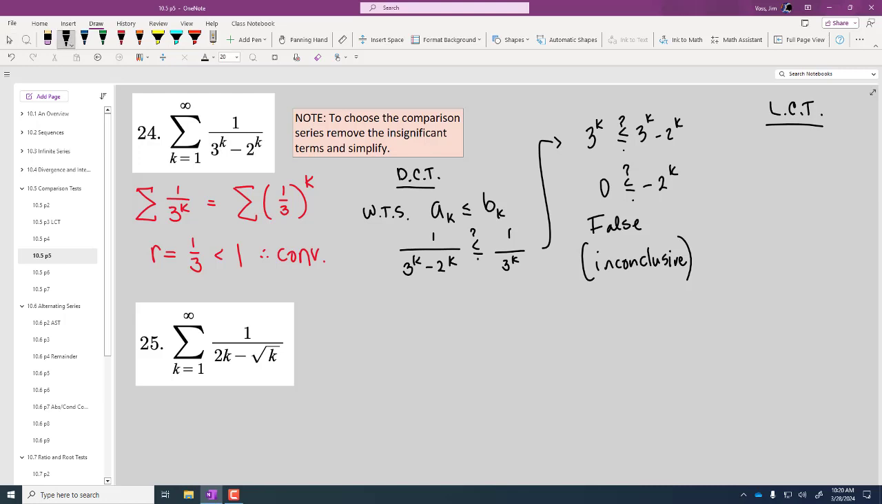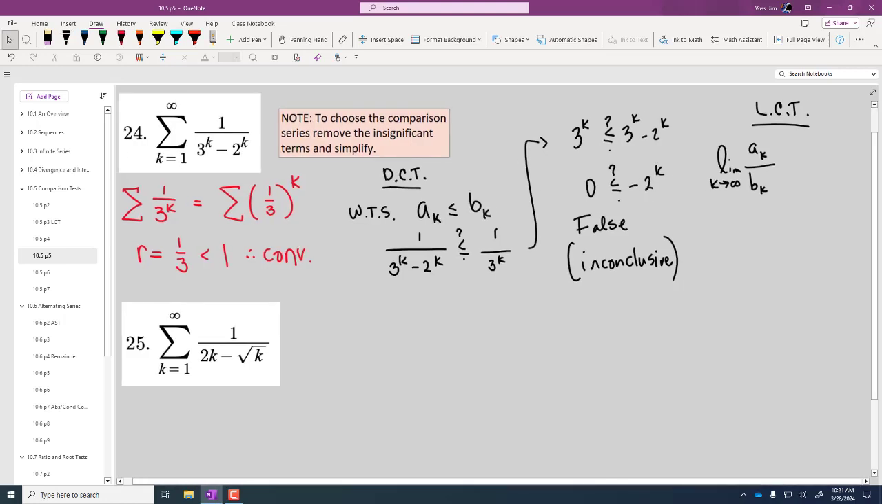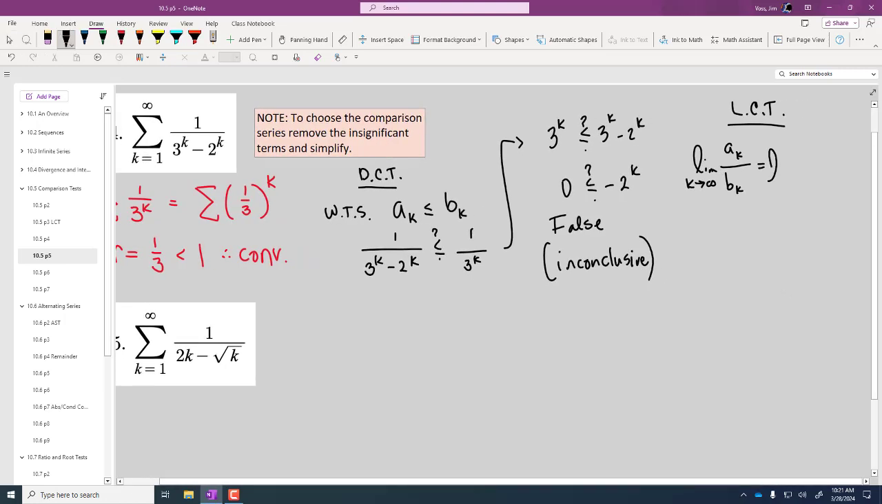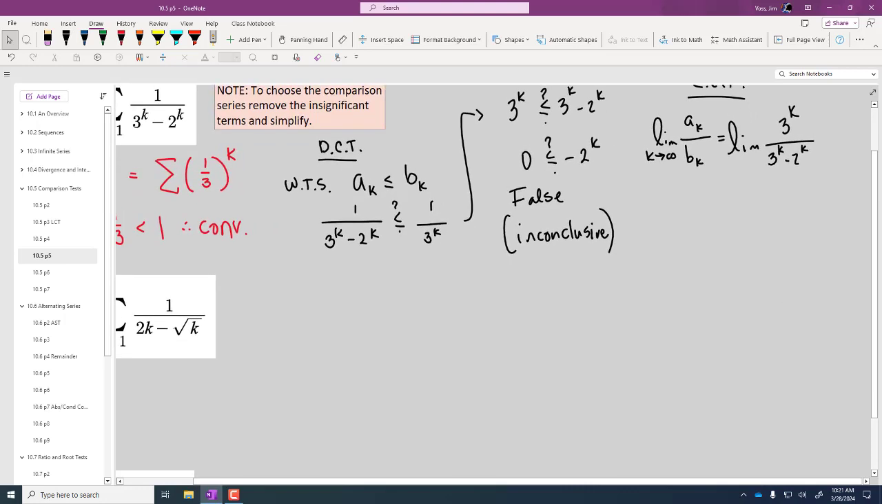So now we come over to limit comparison test. We're going to take the limit of a sub k divided by b sub k as k goes to infinity. So a sub k is the original. We're going to have the limit of that original, which puts a 3 to the k minus a 2 to the k in the bottom. So there's a sub k. And then we're going to divide by b sub k, which means multiply by its reciprocal. So that's going to put a 3 to the k in the numerator. So now we have that.